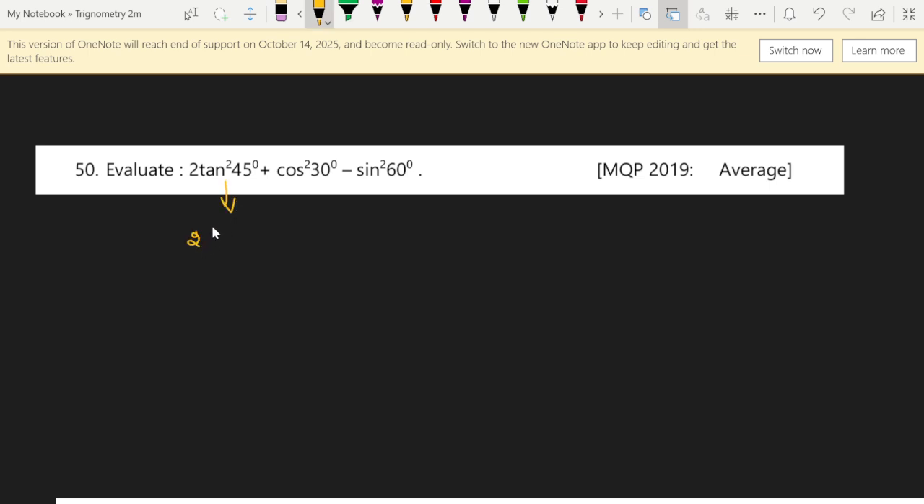We know that tan 45 is 1, so tan square 45 degree means 1 square. Cos square 30 degree means cos 30 is equal to root 3 by 2, so don't get confused, cos square 30 is root 3 by 2 whole square, minus sin square 60. Sin 60, as I told you, cos 30 and sin 60 are friends. So if cos 30 is root 3 by 2, then sin 60 must be equivalent to root 3 by 2 only. Simplify it, and you will get the answer.